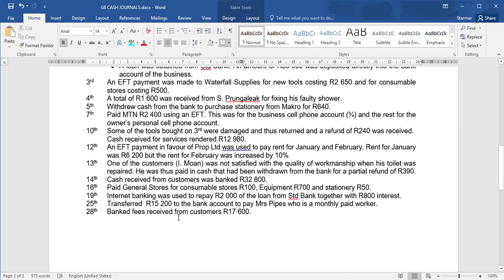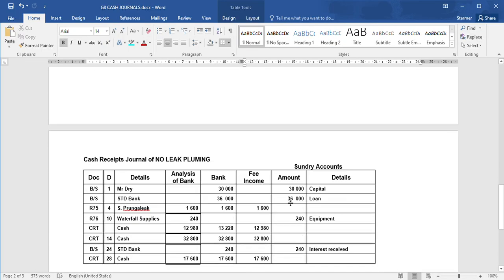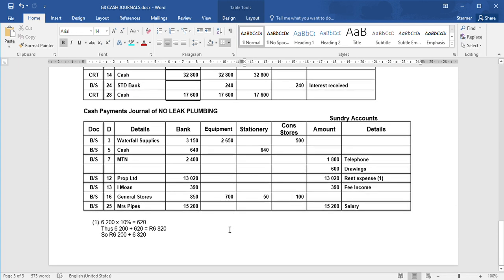Right, then, pay general stores for consumer stores 100, equipment 700, and stationery 50. Once again, you're paying one person there, or one business rather. So 700 is for equipment, 50 is for stationery, 100 is for consumer stores. That stays empty here because you've got columns, and the total amount that you pay here will be 850.